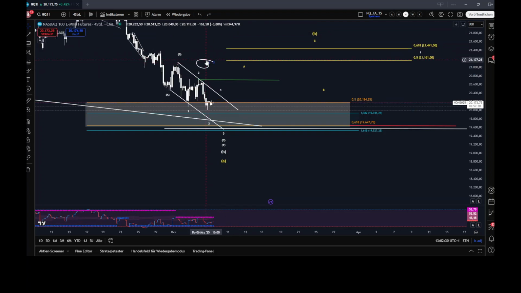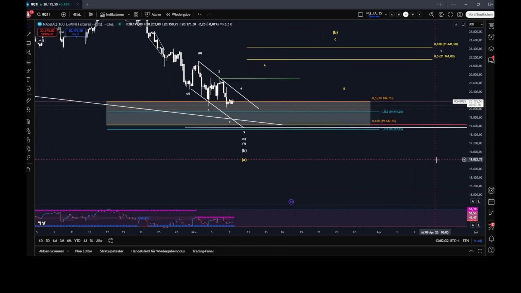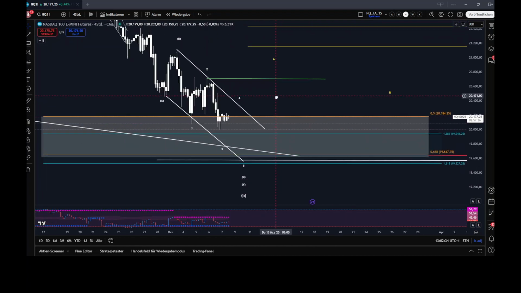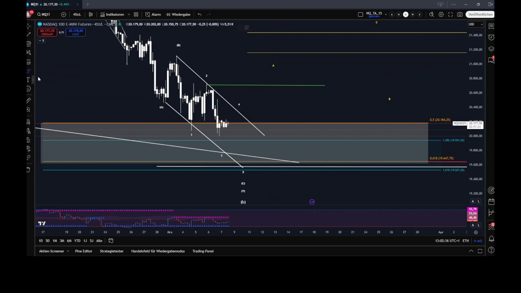And the question is now, because these diagonal patterns, they are also very, very hard to distinguish sometimes, okay? So at the moment, I do think that it's an A, B, C for wave one, A, B, C for wave two. We should get the A, B, C possibly for wave three, maybe finished, I don't know, but it could also be another B wave and another C wave to come for the three, then do another ABC for wave four, and then another ABC for wave five.